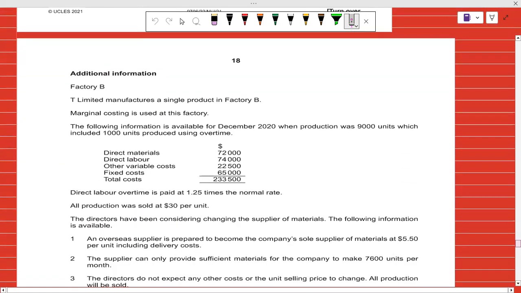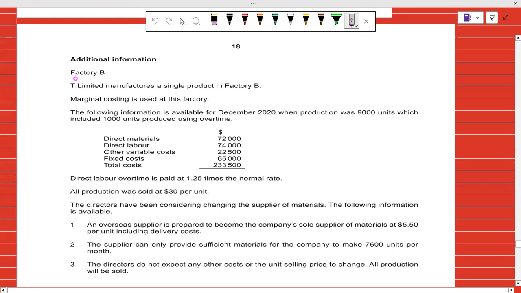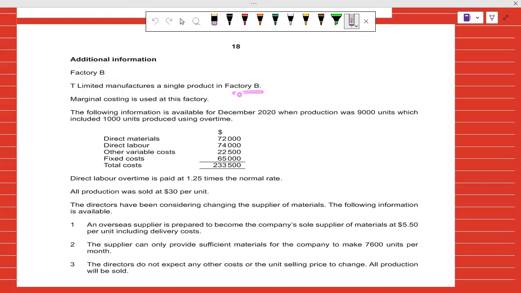Okay, so now we have some other additional information. This is factory B, and T Limited manufactures a single product in factory B, and marginal costing is used at this factory. So in this factory, we are going to calculate maybe profit or something else using marginal costing. The following information is available for December 2020, when production was 9,000 units, which included 1,000 units produced using overtime.